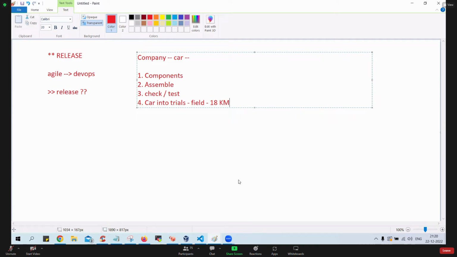Though it is tested by the mechanic, who says okay, everything is fine, the company still takes those cars. That's the reason car companies are big factories. They'll have a big ground, or you can say a circular kind of field. They will run the car for 18 kilometers, or take it out for trials. Now, what is the intention behind taking the trials, guys?